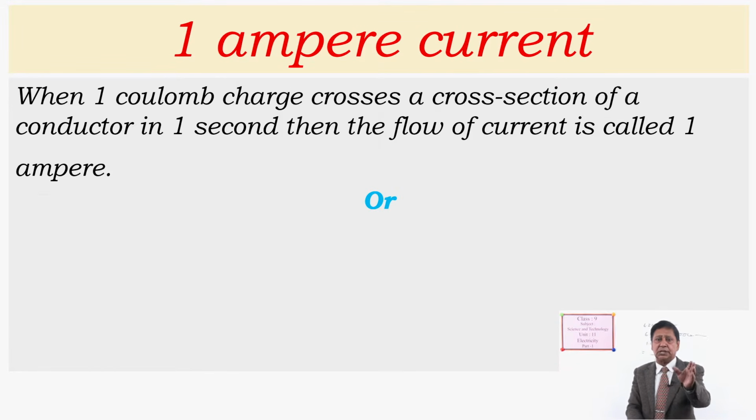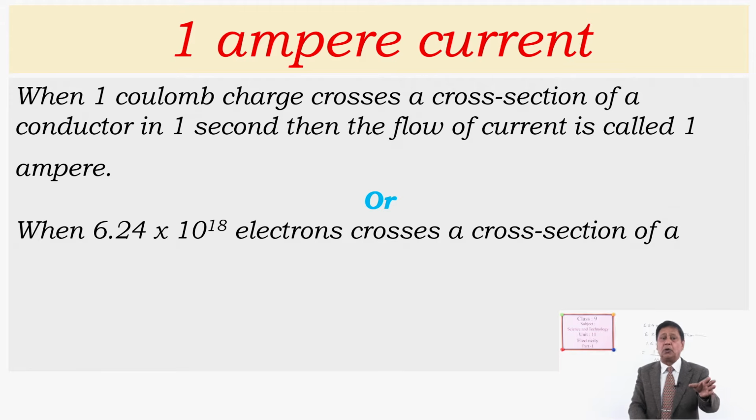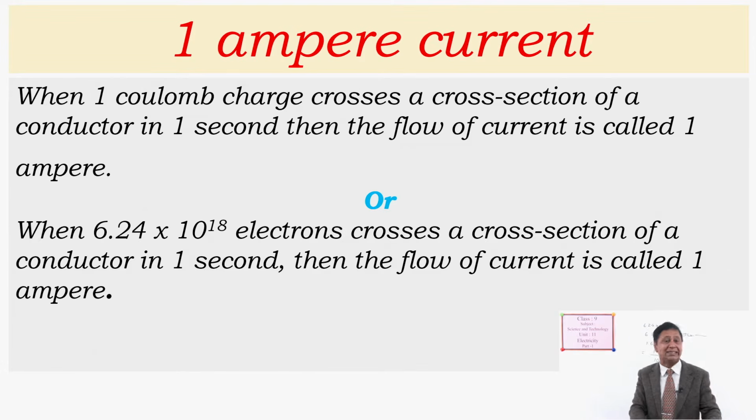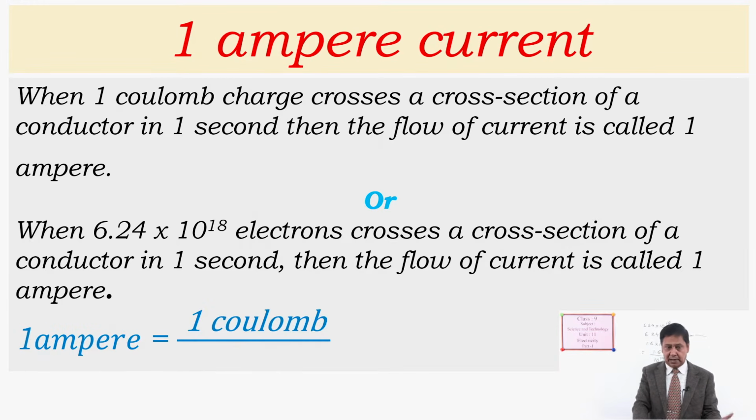Or we can define this way also. 1 Coulomb charge means 6.24 into 10 to the power 18 electrons. That's why when 6.24 into 10 to the power 18 electrons cross a cross section of a conductor in 1 second, then the flow of current is called 1 ampere. This way we can define, and 1 ampere can be represented this way: 1 ampere equal to 1 Coulomb upon 1 second.